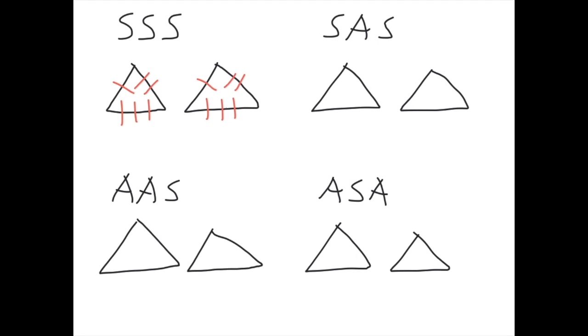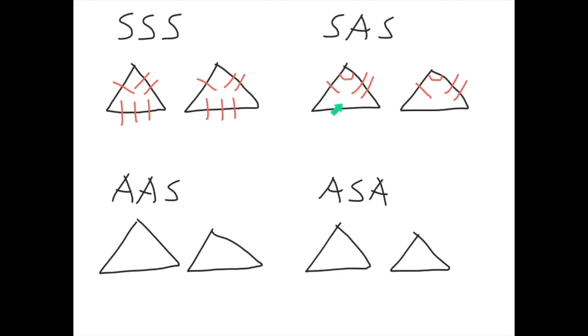Next we have side, angle, side. That's where you have a side congruent to another side, and then an angle congruent to another angle, and a second side congruent to a second side. The big part of this is that the angle has to be in between the two sides.